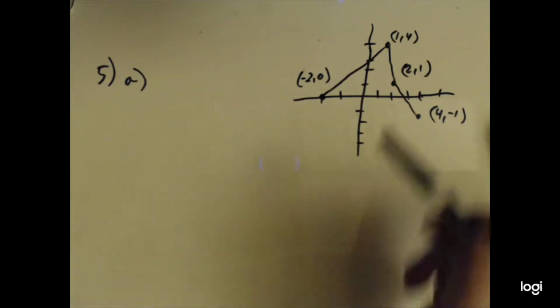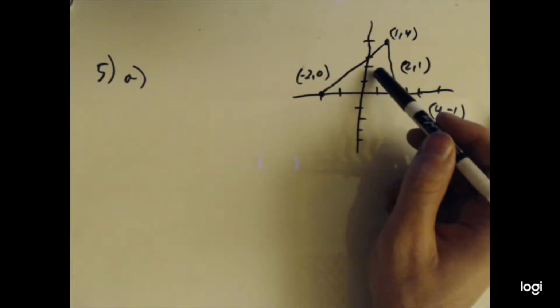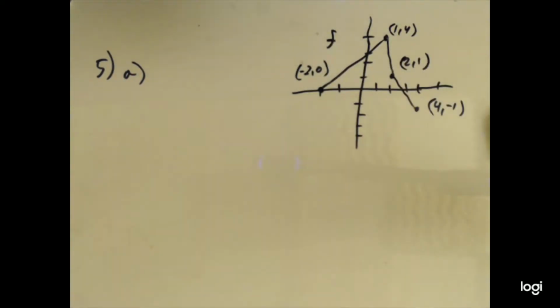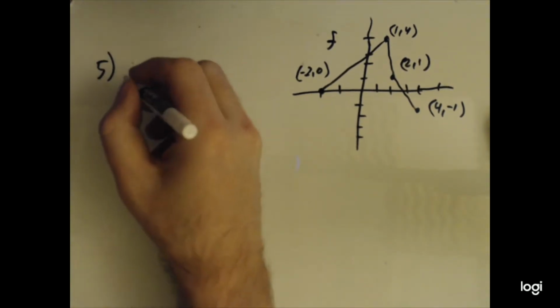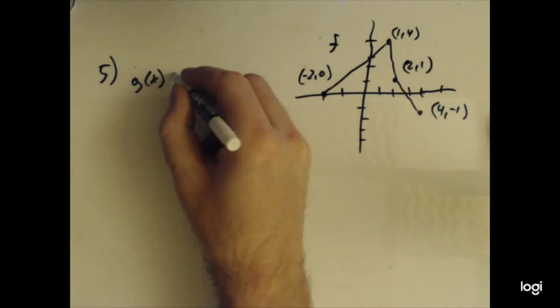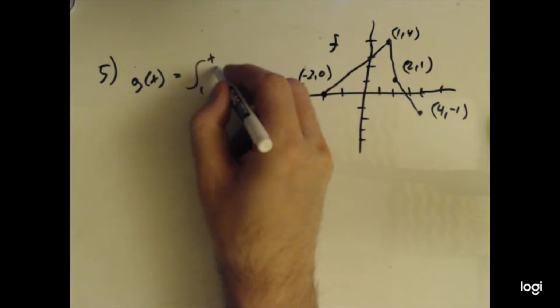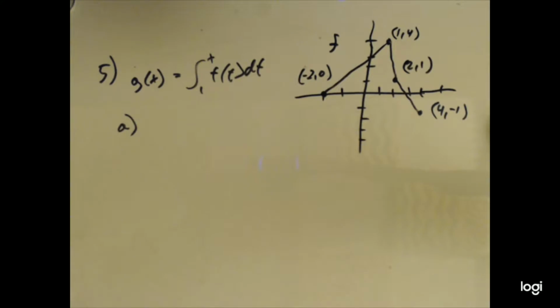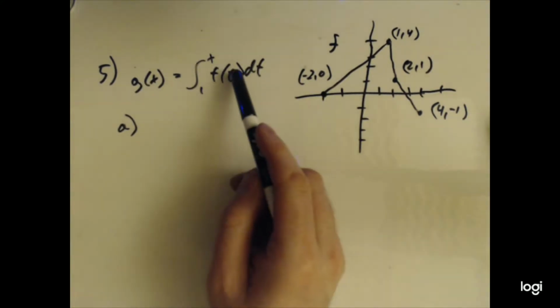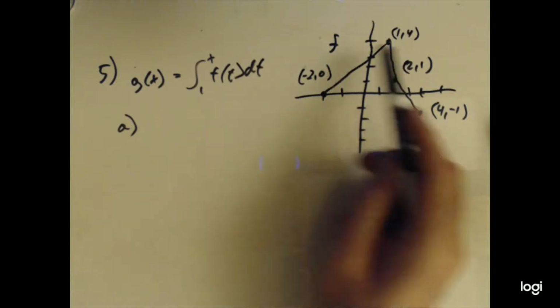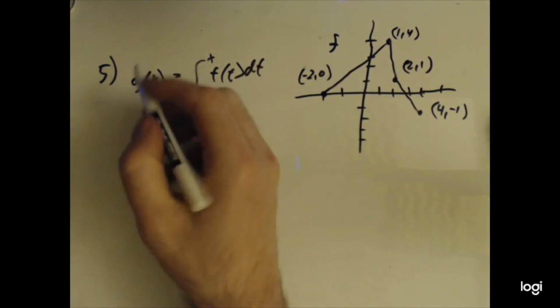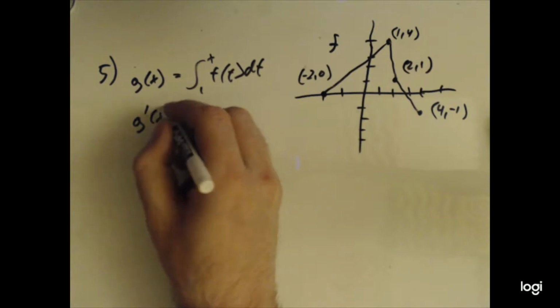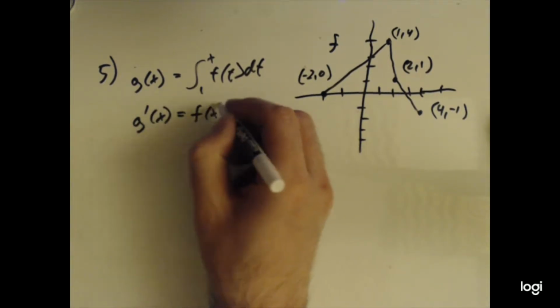Number 5. Here is a hand drawing of the figure. So the graph of the function f, this is f right here, consisting of 3 line segments is given to the right. They say g of x is the integral from 1 to x of f of t dt. What that means is if g is the integral of f, then f is the derivative of g. So remember, g prime of x is f of x.